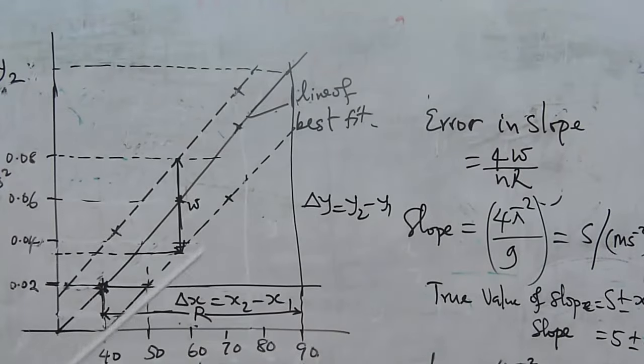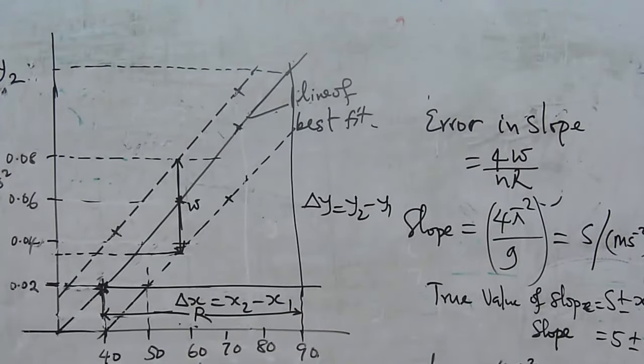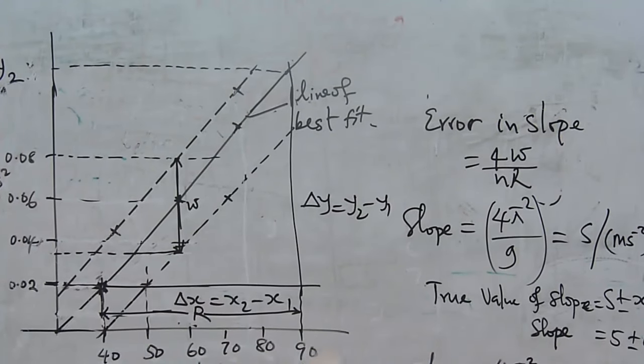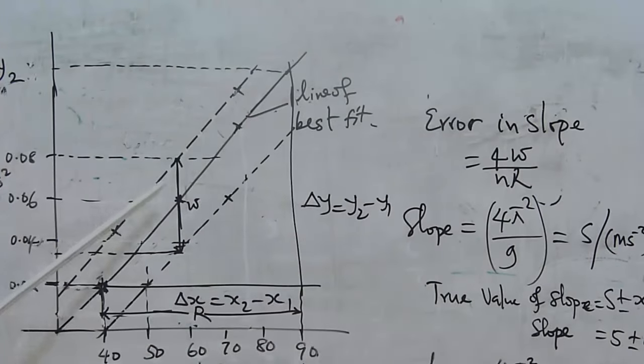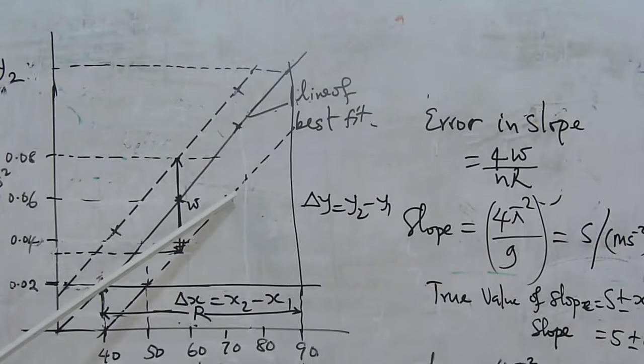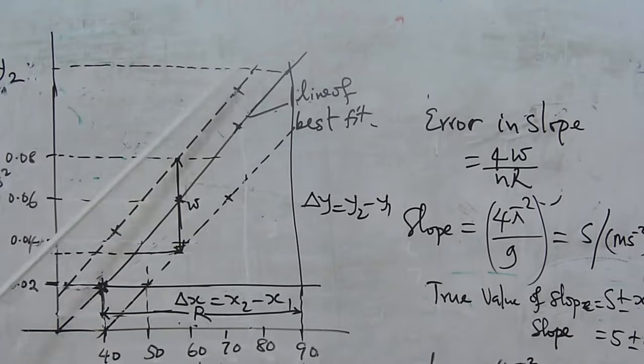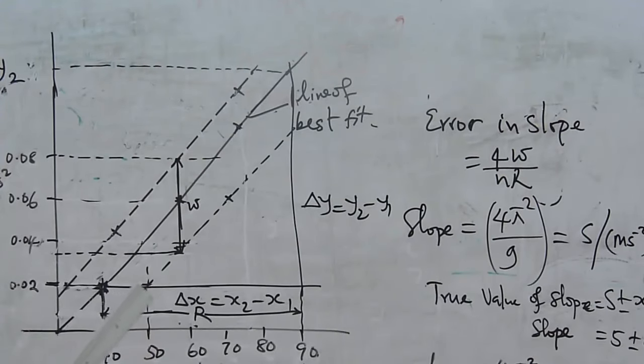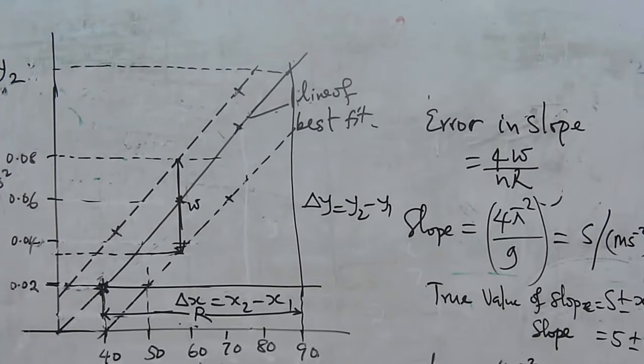And then n, what is n? N is the number of points that I plotted. Like in this case now, how many points did I plot? This is 1, 2, 3, 4, 5, 6. I think n is 6 or thereabout. So that is the number of points that I plotted. With that, you can find your error in slope.